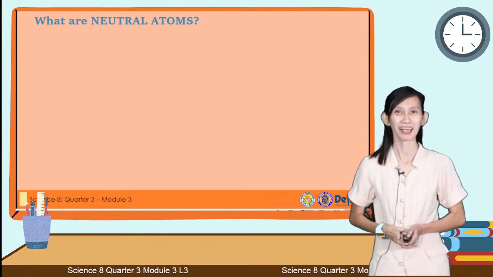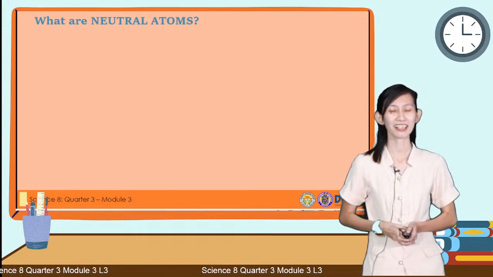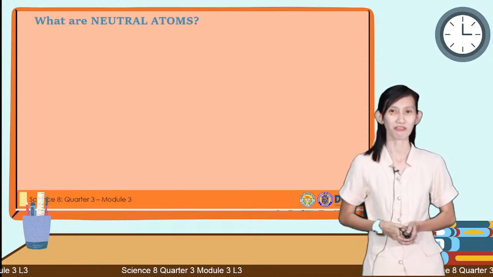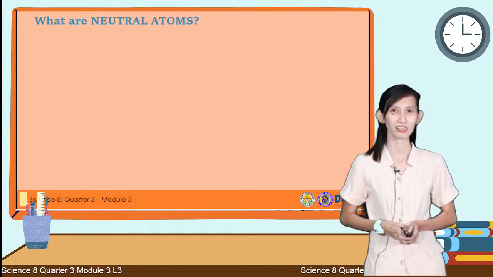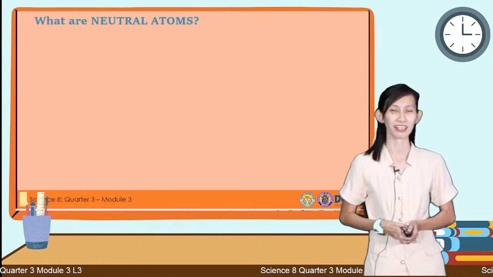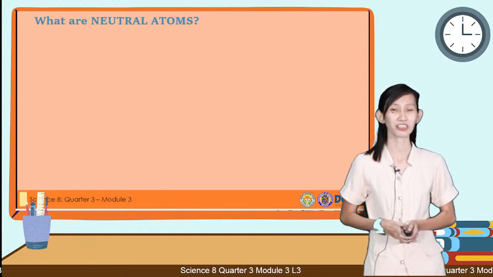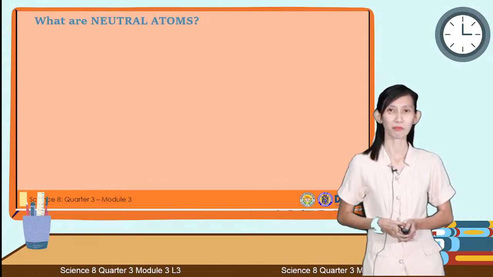So going back, what are neutral atoms? A single atom is said to be electrically neutral if its number of electrons is equal to the number of protons. The atomic number of an element also specifies the number of electrons in a neutral atom. So mathematically, for a neutral atom, Z equals P equals E, where Z is the atomic number, P is protons, E is electrons.